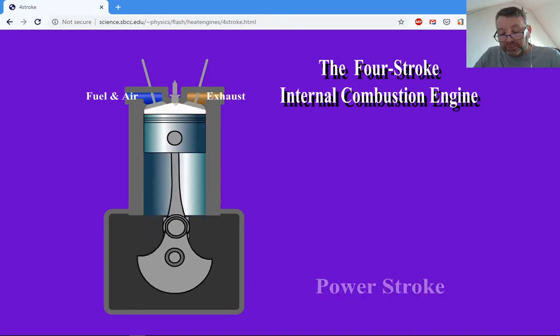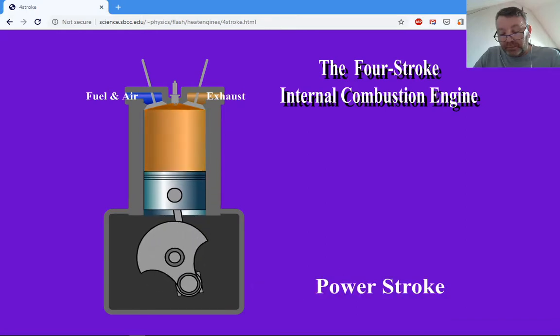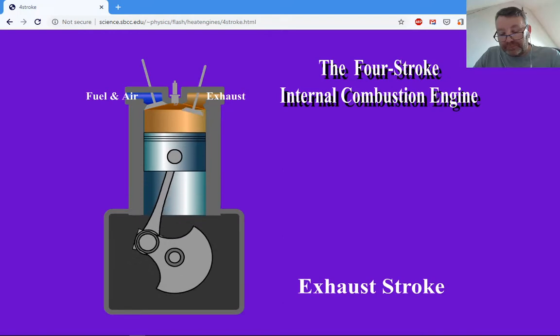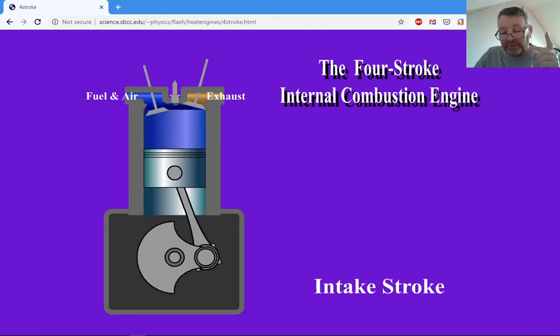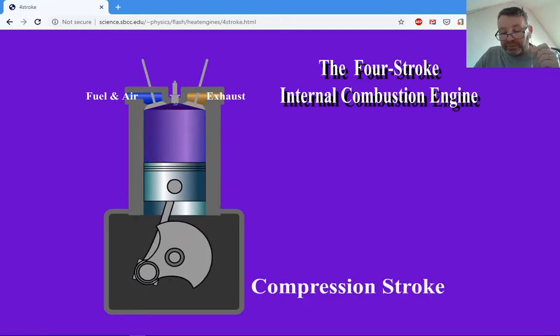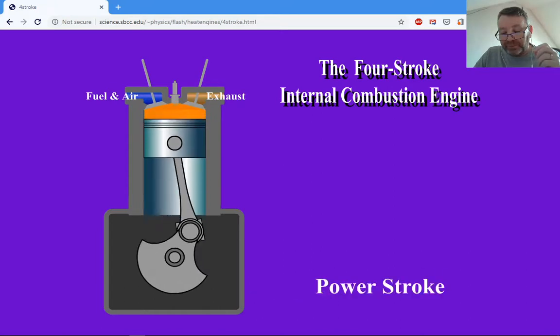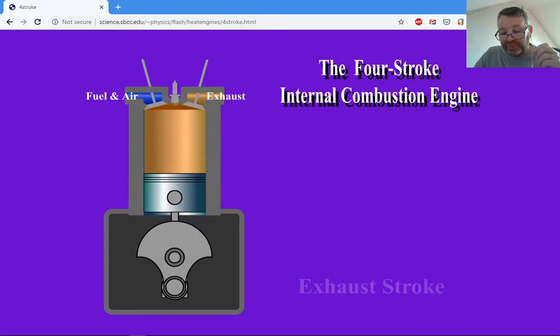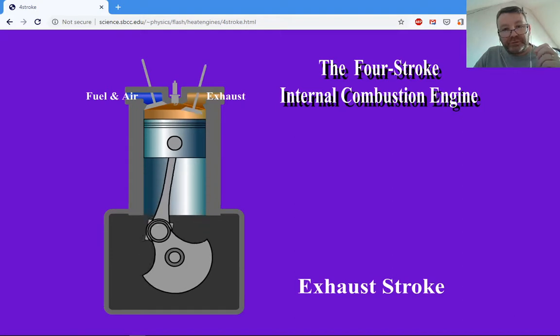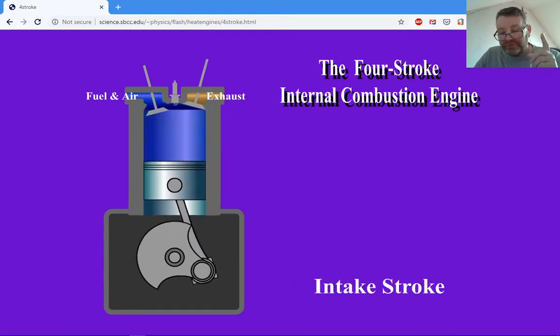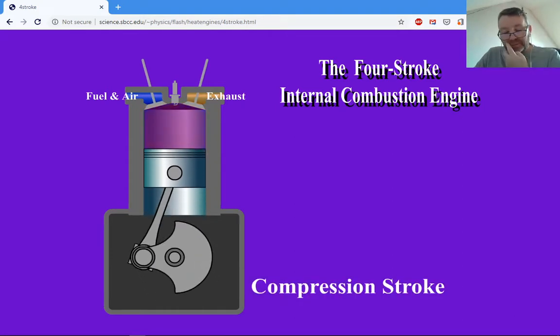1, 2, 3, and 4. See that? Now, fuel and air in, fuel and air compressed, fuel and air burnt and expands, and then the waste gases are sent out through the exhaust system. So there's 4 stages to this thing. Let's start it again in a moment.